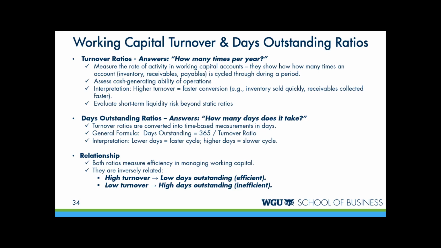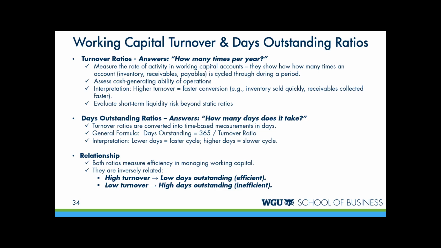Now, on the other side of that, we have our days outstanding ratios, and that tells us specifically how many days it takes. So we're taking our turnover ratios and turning them into a time measurement in days. The general formula is we're going to take 365 and divide our turnover ratio into it. When we do that, it's going to tell us the number of days it takes us to convert inventory, the number of days it takes to collect accounts receivable.